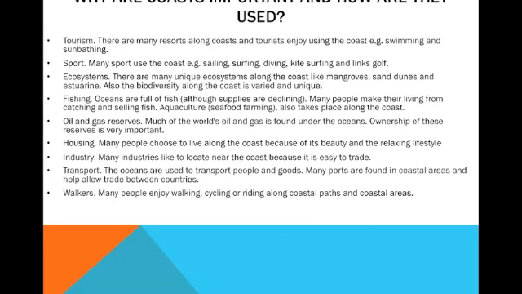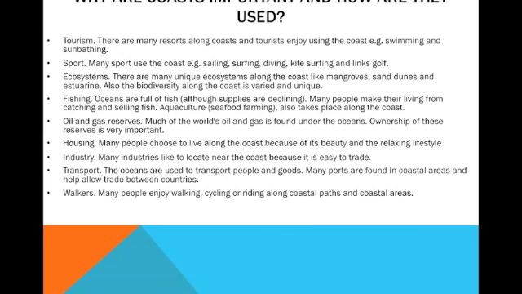Housing. Many people choose to live along the coast, like you will find in Malibu, because of its beauty and the relaxing lifestyle. Or anywhere in Cali, really. Industry. Many industries like to locate near the coast because it's easy to trade since it's a break of bulk location. Transport. The oceans are used to transport people and goods.